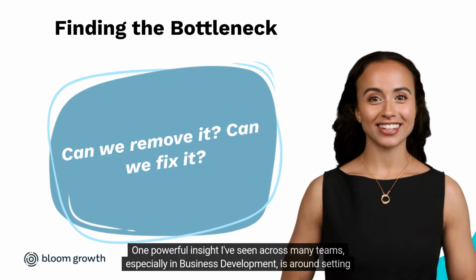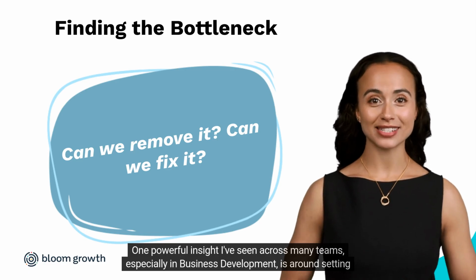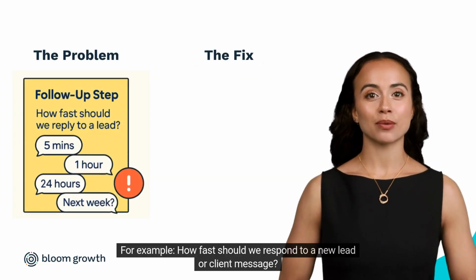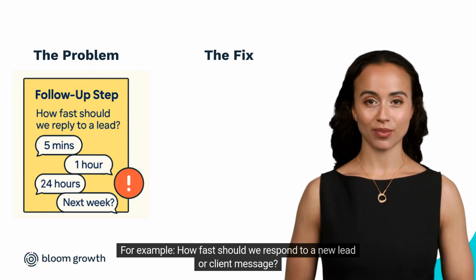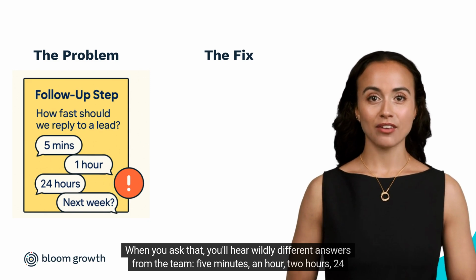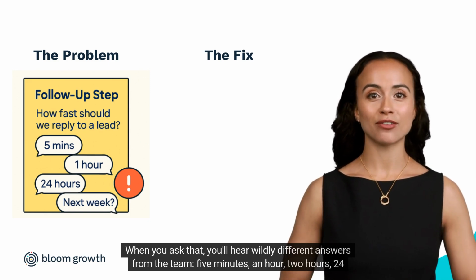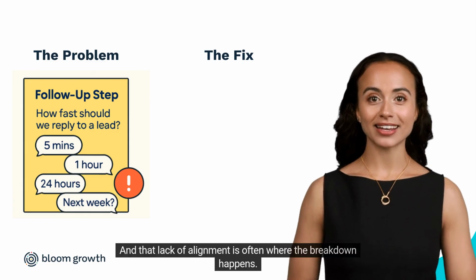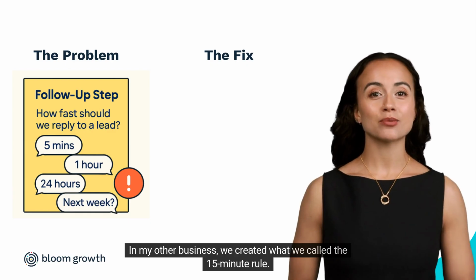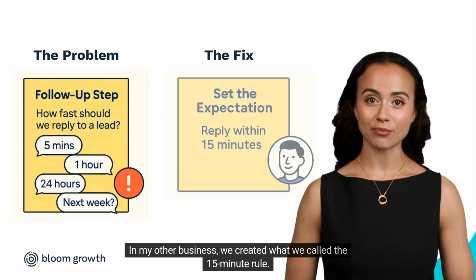One powerful insight I've seen across many teams, especially in business development, is around setting reasonable expectations for each step. For example, how fast should we respond to a new lead or client message? When you ask that, you'll hear wildly different answers from the team. 5 minutes, an hour, 2 hours, 24 hours, even a week. And that lack of alignment is often where the breakdown happens. In my other business, we created what we called the 15-minute rule.